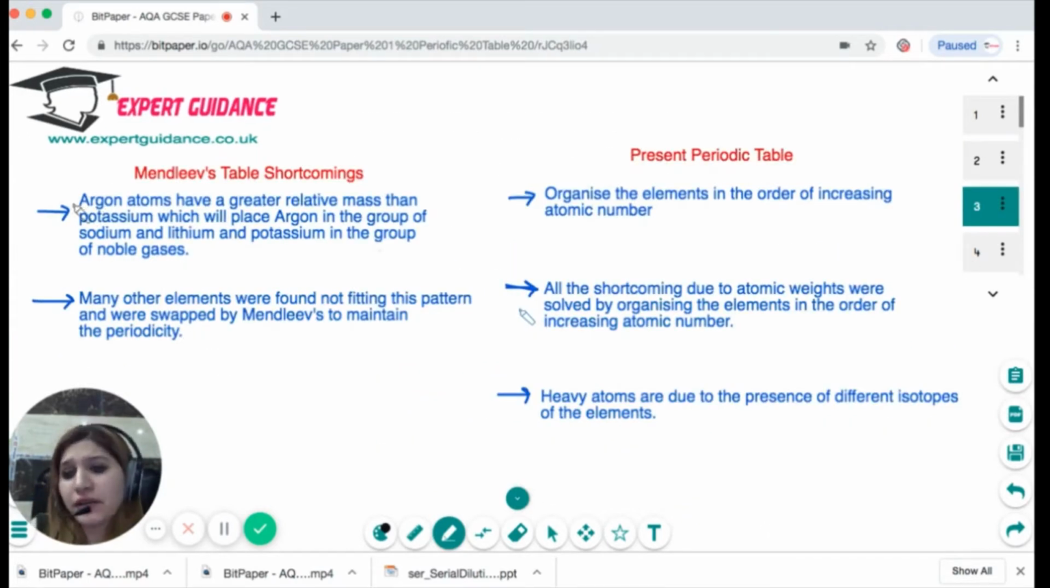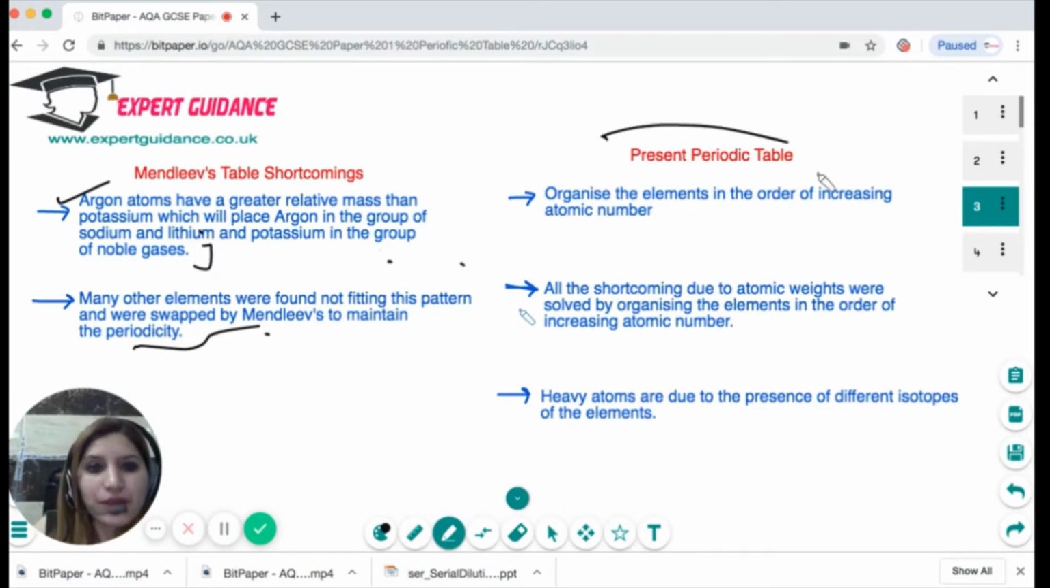So argon was one of the shortcomings: argon, which had a relatively greater mass than potassium, should be placed before potassium. But if we do it like this, then argon will be placed in the group of sodium and lithium, and potassium will come in the group of noble gases. So that is not a trend in the properties. Many other elements were also found not fitting this pattern, and Mendeleev swapped them in order to maintain the periodicity, but his periodic table was not universally accepted.